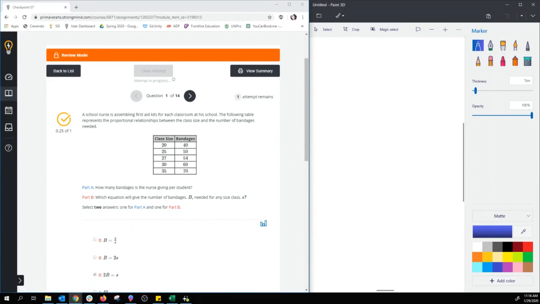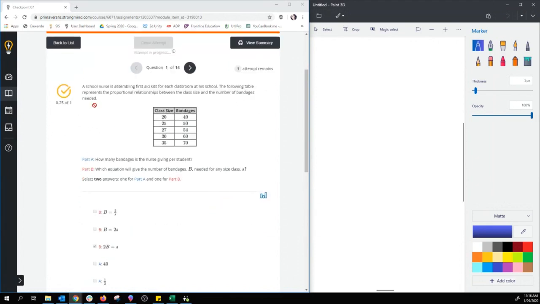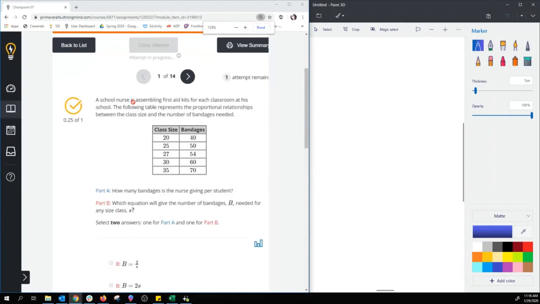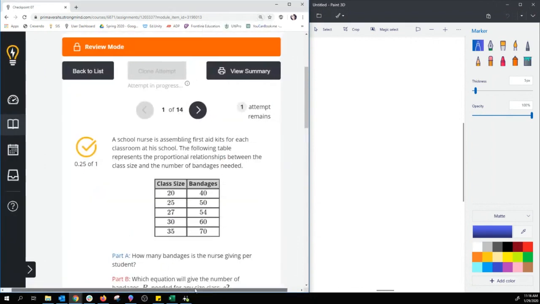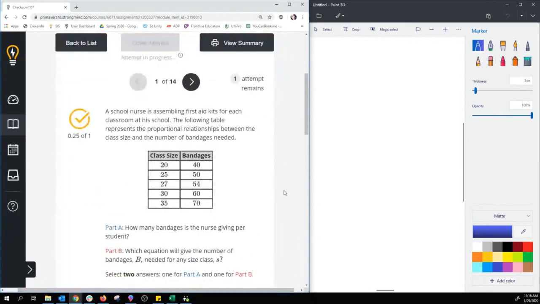10.7. So here's the first question that we have here. It says that a school nurse, do you guys want me to zoom in to this a little bit? Like the words get a little bit bigger. I'll just have it zoomed in a little bit. Says a school nurse is assembling first aid kits for each classroom at his school. The following table represents the proportional relationships between class size and the number of bandages needed.